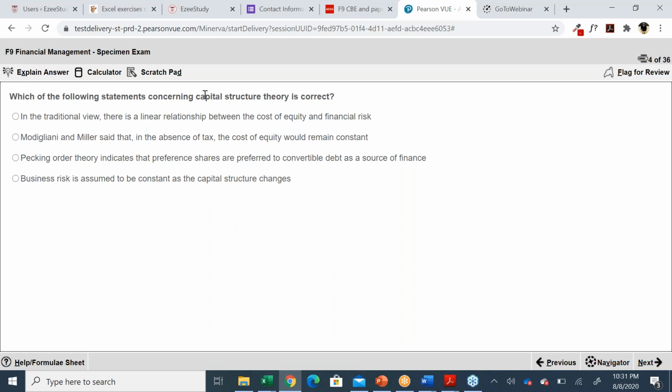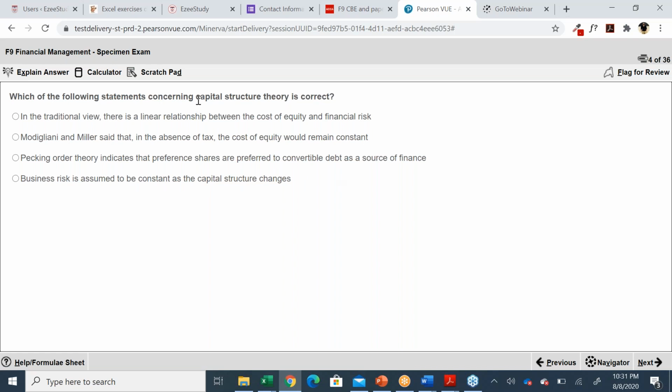That's a capital structure question. In the traditional view, there is a linear relationship between the cost of equity and financial risk. Modigliani Miller said that in the absence of tax, the cost of equity would remain constant. Pecking order theory indicates that preference shares are preferred to convertible debt as a source of finance, and business risk is assumed to be constant as the capital structure changes.